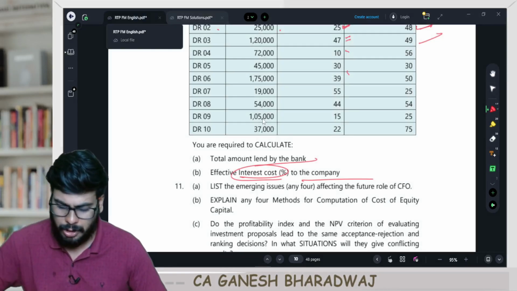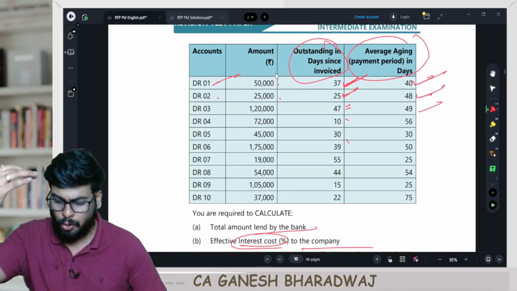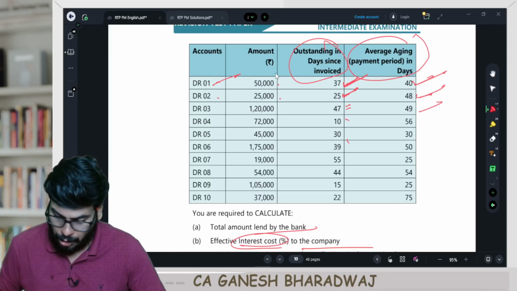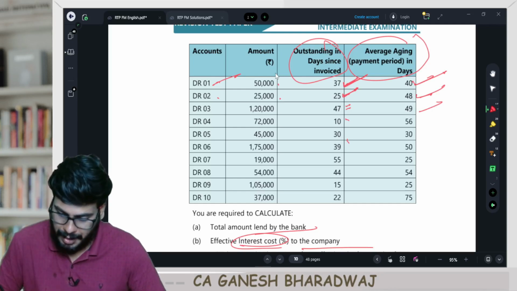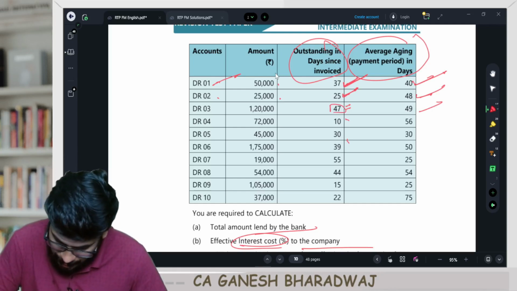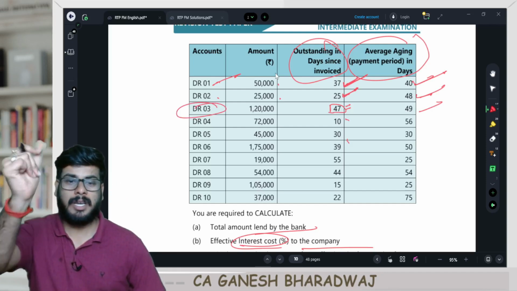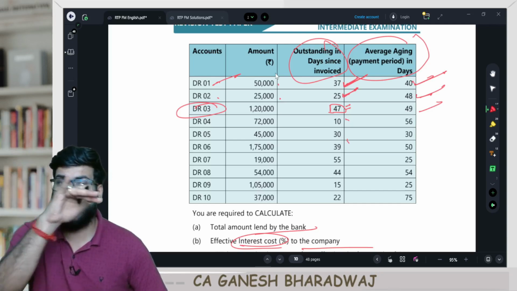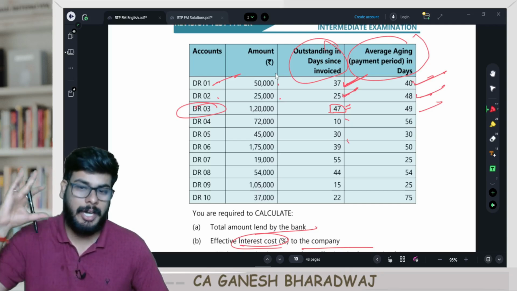Now you go to this particular statement given in the question. Look at those accounts which are overdue beyond 45 days. If you look at this, 47 days. So debtor 3 is outside. It is out. For this particular debtor, the bank will not lend you any loan, right?